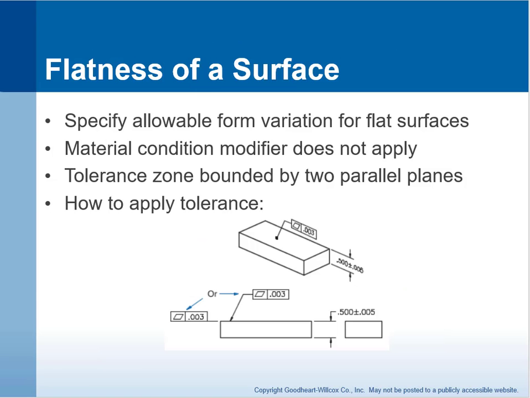Okay, so let's talk about flatness of the surface. Flatness specifies an allowable form variation for flat surfaces. Material condition modifier does not apply. The tolerance zone is bounded by two parallel planes. And here's how to apply the tolerance. You can do it with a leader, like this and this, or you can put an extension line and apply the tolerance to the extension line.